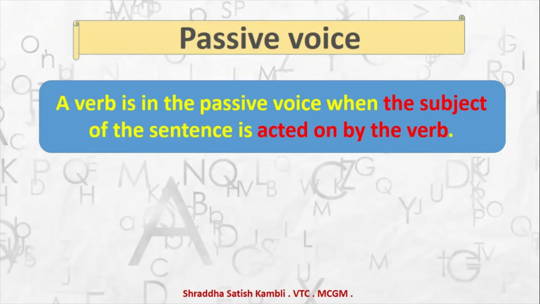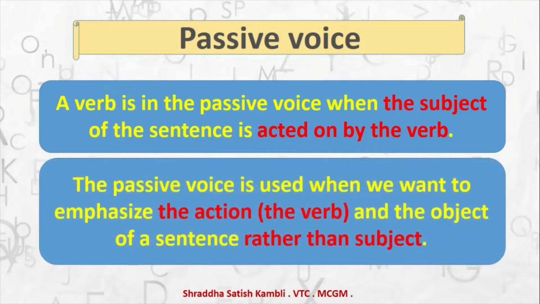So now the verb is doing the work of focusing or bringing the subject into focus. So here the subject is not all important. So what is more important? It is the verb. Okay, so verb in the passive voice is when the subject of the sentence is acted on by the verb. We can also say that the passive voice is used when we want to emphasize the action and the object of a sentence rather than the subject. So when we want to emphasize the action and we do not want to emphasize the subject.